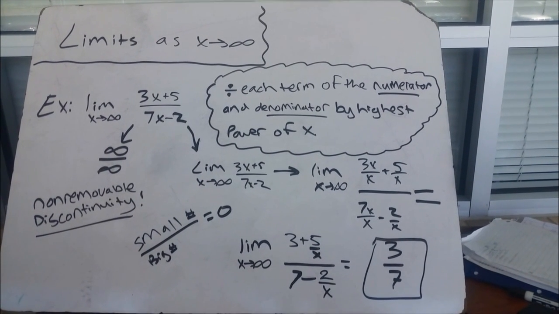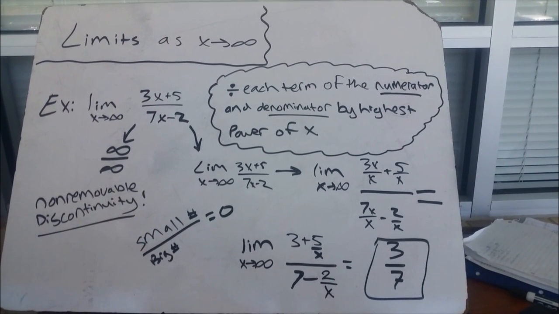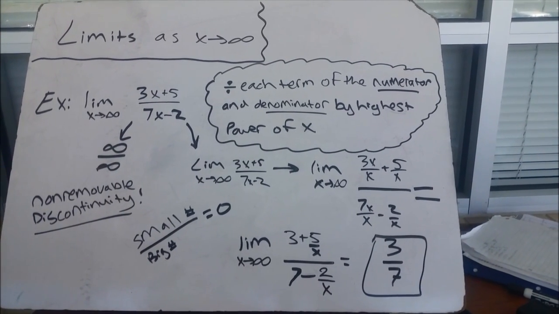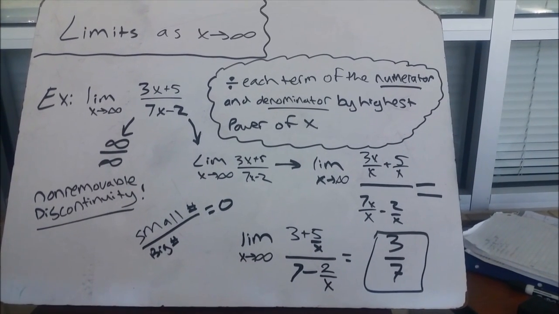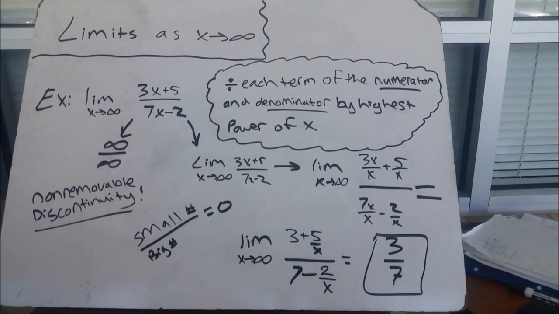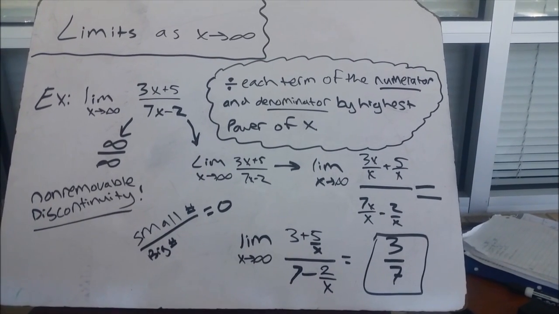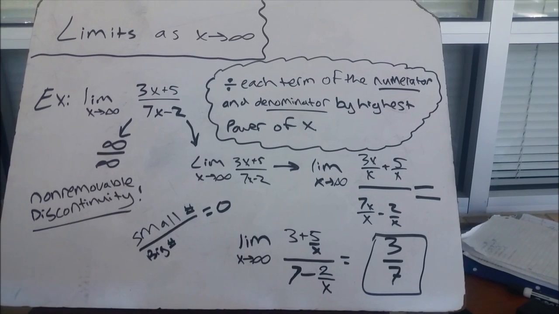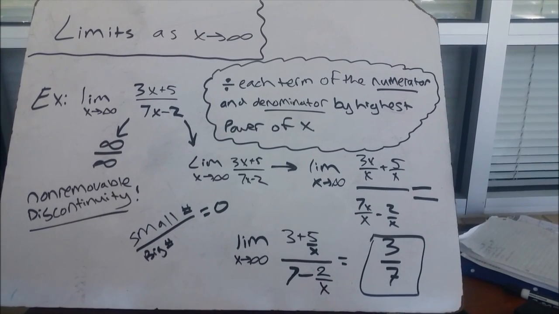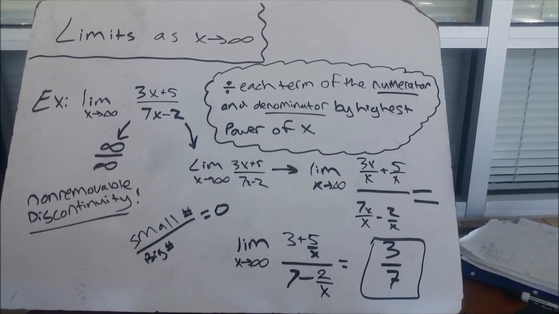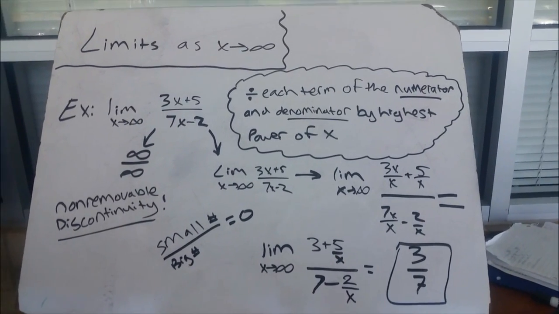For example, in this case, if you put 3 times infinity over infinity, that's going to be a really, really big number and a really, really small number. When the small number is on top of the big number, it can be treated as 0. Thus, we can simplify that down using basic algebra, and we get 3/7 as the answer.